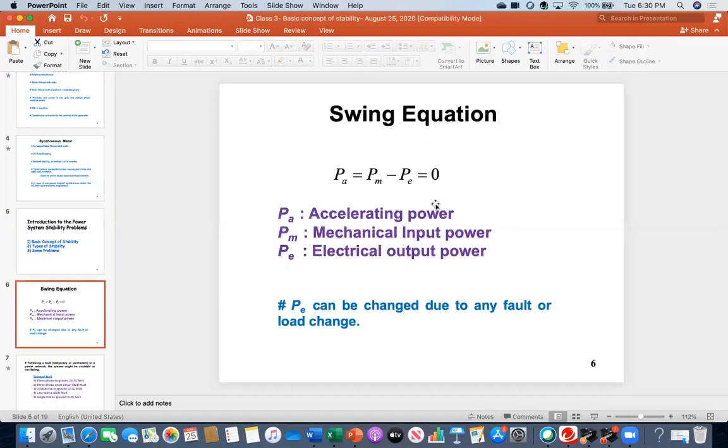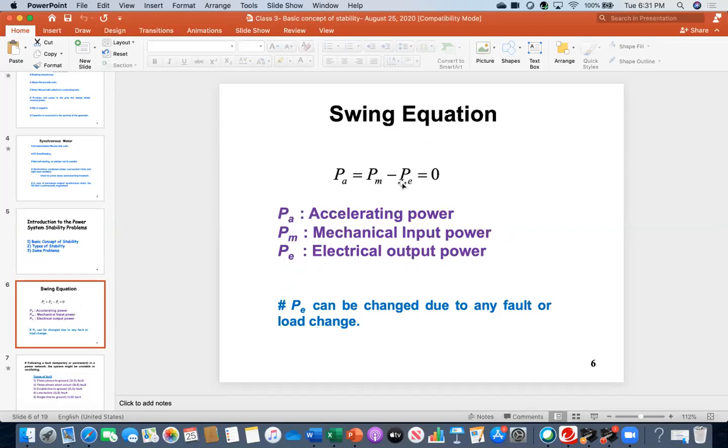Now, everybody remember this equation, which is called the swing equation. I was showing you in the previous class that Pa equals Pm minus Pe. That is one important equation. Almost every day, I will refer to this equation to explain and answer many questions. Frequently, I will be using it.